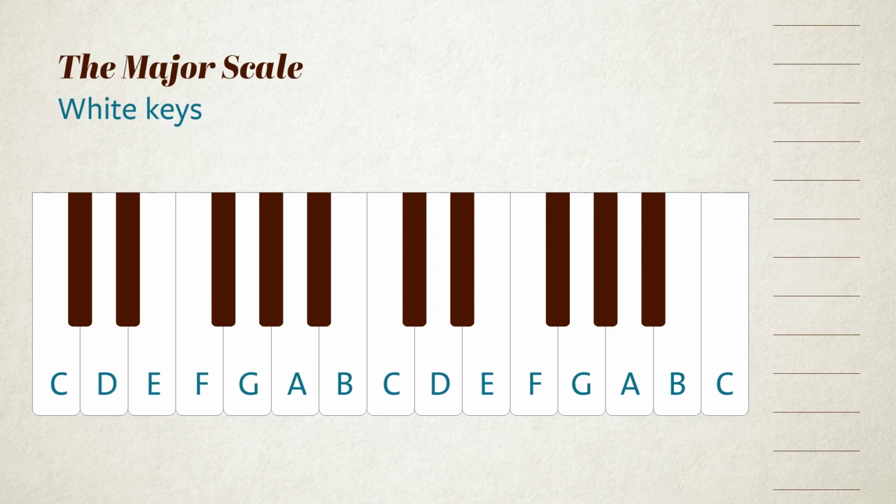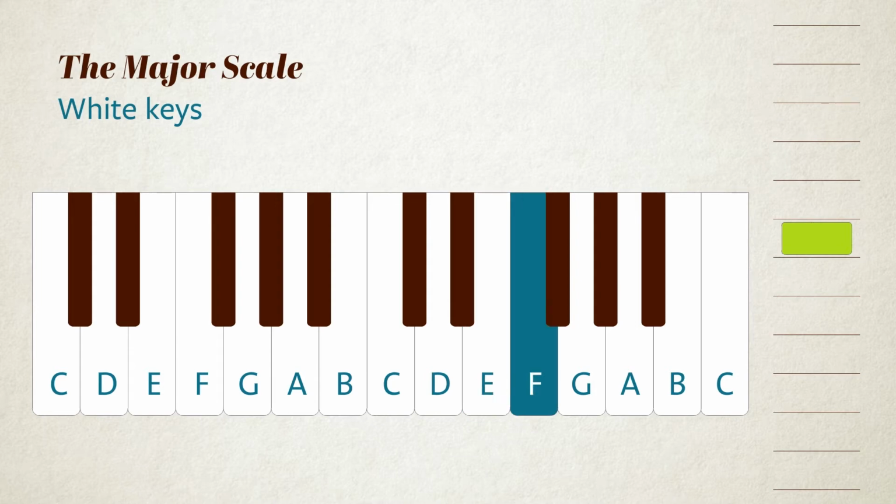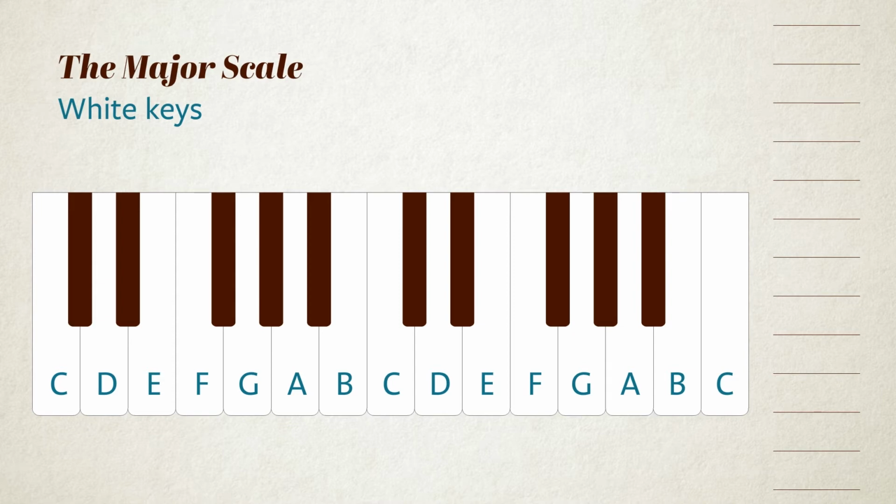But take a close look at what happens in a couple of places. Going from B to C, they're right next to each other with no black key in between. That interval, then, is just a semitone. There's another place where that happens, between E and F. So that's an important rule worth remembering. Notes with ordinary letter names are always a tone apart from their neighbours, except between B and C and E and F, which are a semitone apart.